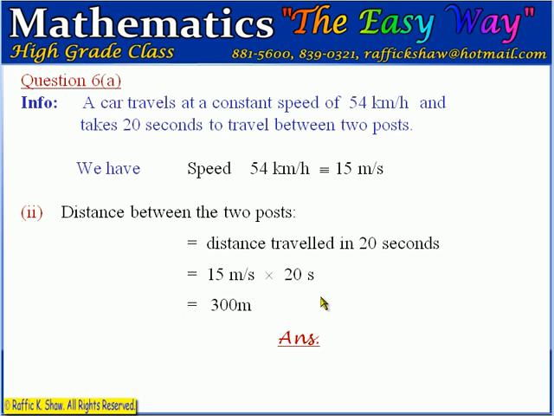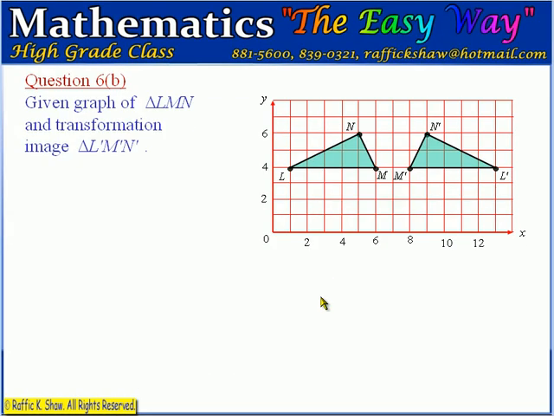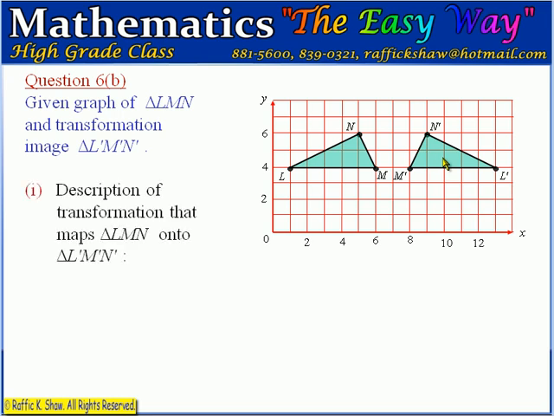Let's move down now to question 6b. In question 6b, we're given a graph with these two triangles, and we are told that triangle L prime, M prime, N prime is the image of a single transformation of triangle LMN. So this triangle is mapped onto this triangle by a single transformation. Firstly, we are told to describe that transformation fully.